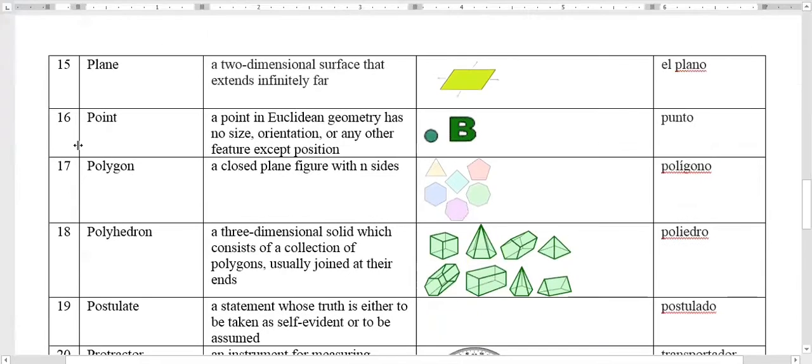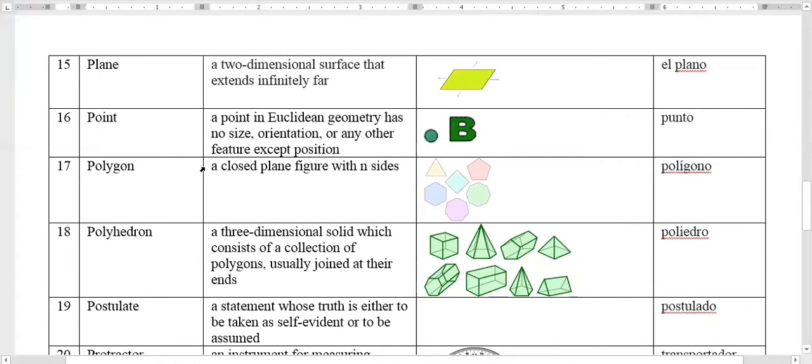Number 16, point. A point in Euclidean geometry has no size, orientation, or any other feature except position. So point B, this point is not necessarily an indicator of how big the point is. It just lets you know where it is located. This is what a point is defined as in geometry.